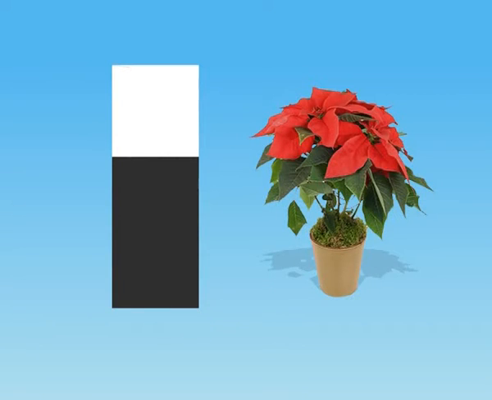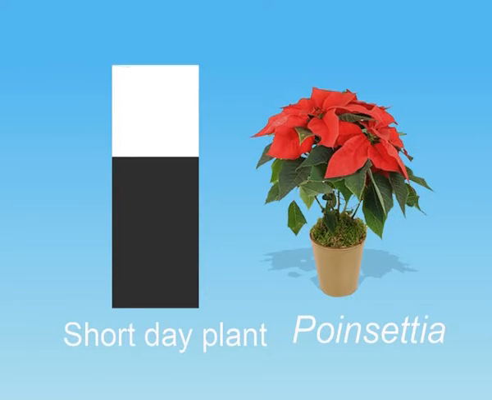Let us first examine the results with the help of the plant poinsettia, which is a short-day plant. Here you can see that short-day plants flower when the day is shorter than the critical length and when the night is longer than the critical length. When the night of correct duration is interrupted by a brief flash of light, the plant fails to flower. So interruption in the night blocks flowering.